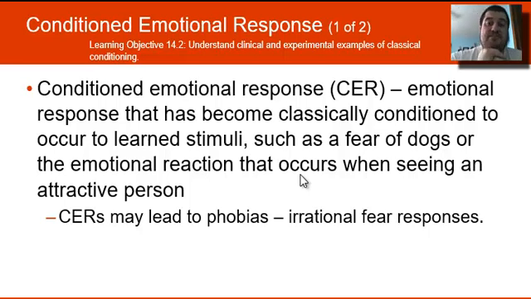How conditioned emotional responses is what happens in the Little Albert experiment. So it's an emotional response that is classically conditioned to occur to learned stimuli, such as a fear of dogs, or when you see an attractive person, you get that feeling. That has been learned. CERs may lead to phobias in real life. So one behaviorist would say that phobias and being scared of something is learned, and therefore it could be unlearned. But an irrational fear response to a general everyday object is a phobia.